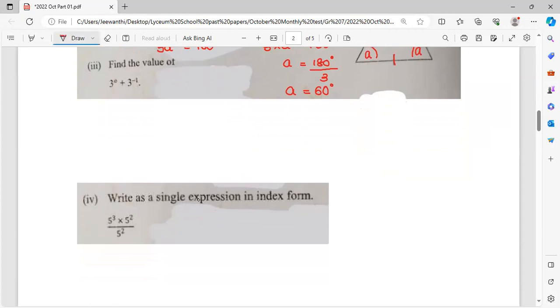Okay? So then 3 to the power 0, now we know it is 1. And 3 to the power negative 1 is 1 over 3 to the power 1. So then the next step you can write 1 plus 1 over 3. When you have a whole number and a fraction, what do we call it, children? A mixed number. How are we going to write the mixed number? It's like this.